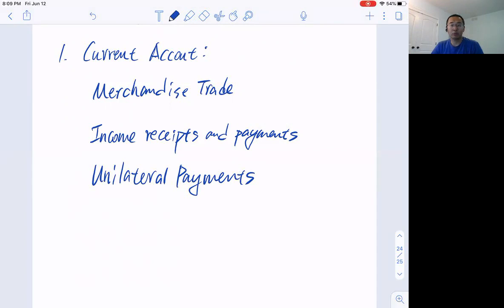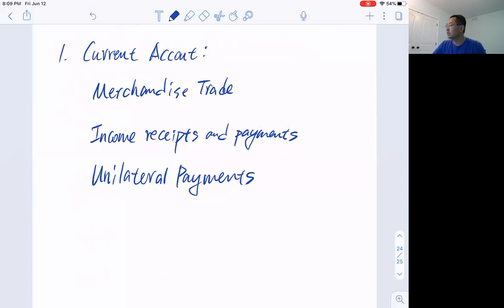Or if we have migrant workers that send money home every month, they don't expect anything in return for that money. There's no transaction, just one-way traffic. So that is also recorded as debits in the current account. So these are what goes in the current account.